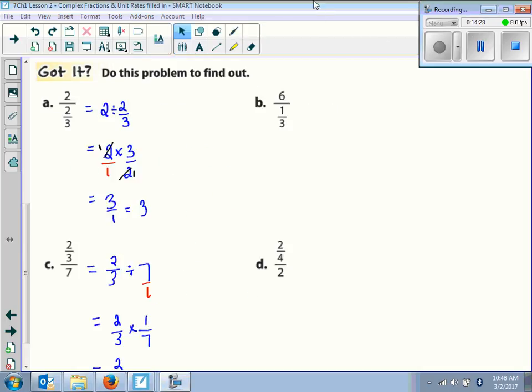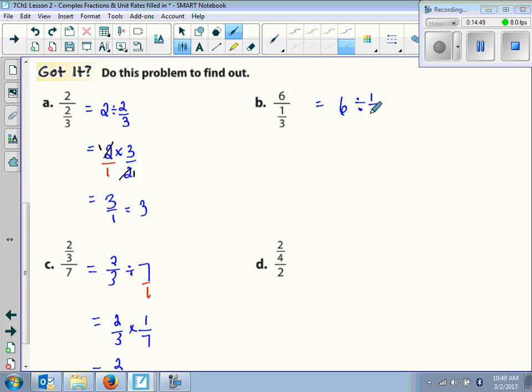All right, so let's do example B. Here, example B says 6 divided by 1/3. 6 over 1/3. So the first thing we're going to do is rewrite this as a division problem. So we have 6 divided by 1/3. So now, when we divide fractions, we're going to multiply by the reciprocal. Okay? So the reciprocal of 1/3 is 3. So we have 6 times 3 over 1, right?